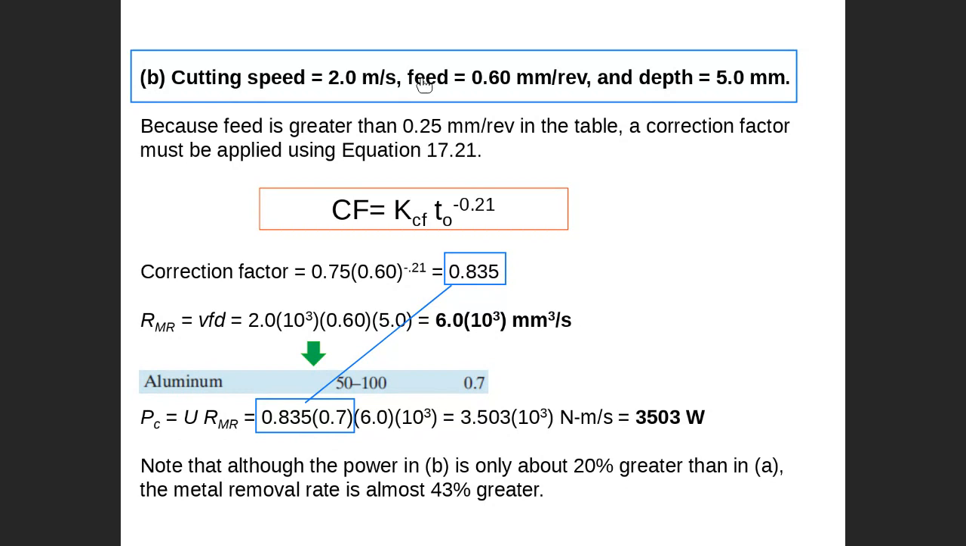Why do we do that? Because TO is bigger than 0.25. Because the values in the table are only up to 0.25. For more than 0.25, you must multiply by the correction factor. Then material removal rate multiplied by U, and you can obtain the power needed in this equation. Any question?